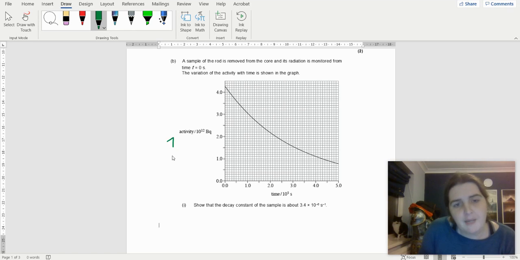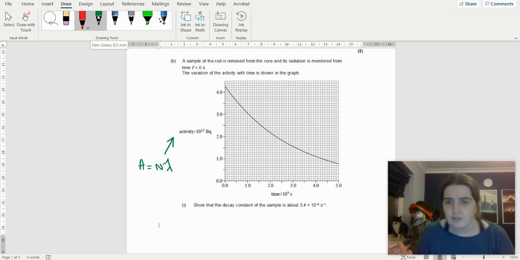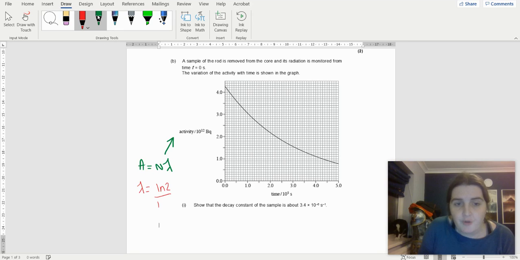So we've got activity, and activity, of course, equals N lambda. But the thing is, I don't know how many nuclei I've got, so I can't use that to work out the decay constant. So what else have I got? Well, I know that the decay constant equals ln2 over the half-life. Now, because I've got a graph, I might be able to work that out. So let's work out what my half-life is from my graph.